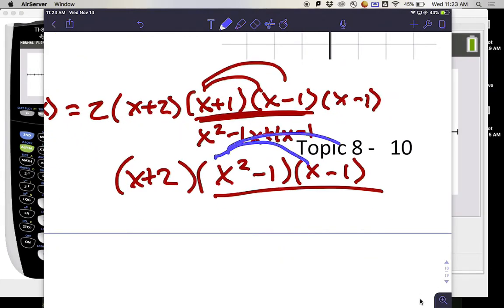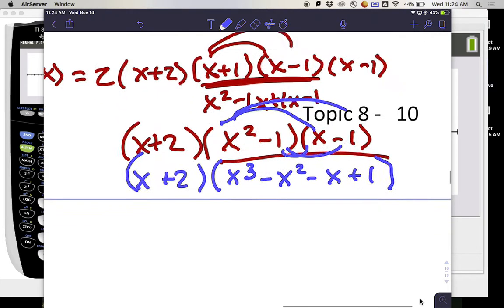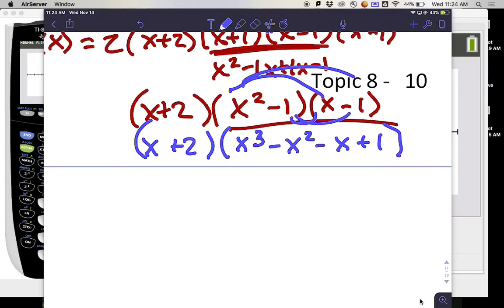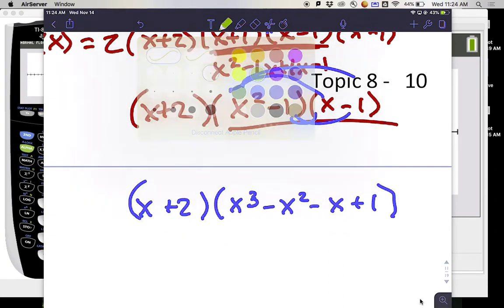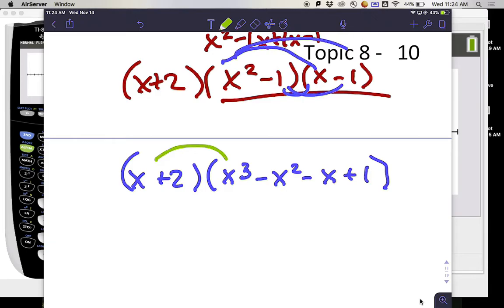So first, outer, inner, last: this will be x cubed minus x squared, or 1x squared. And then we'll go -1 times x is -x, or -1x, doesn't matter how you write it. And then -1 times -1 would be +1. And then last but not least here, we got to do x plus 2 times everything. And I'm going to see if I can drag this down here a little bit to give myself some room. So this last step here, kind of a longer problem here. Distribute x to everything. So that'll be x to the 4th.